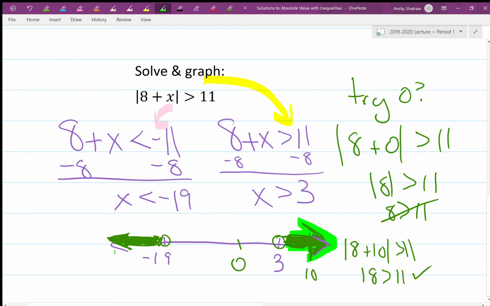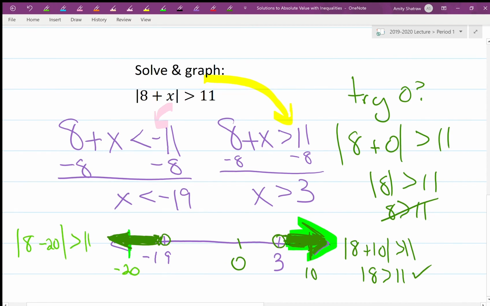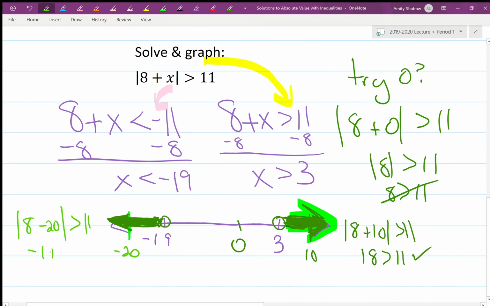Why don't we pick a negative number over here? Okay, fine. I'm going to pick negative 20. It's still on the number line. I could see it. It'd be easy to plug it in. Here's negative 20. I'm going to say that I have the absolute value of 8 minus 20. Remember, 20 is negative. But I am going to take the absolute value of that. Let's see. 8 minus 20 is negative 12. What is the absolute value of negative 12? Is it bigger than 11? Indeed it is. 12 is bigger than 11. Check. So we've definitely found both solutions.